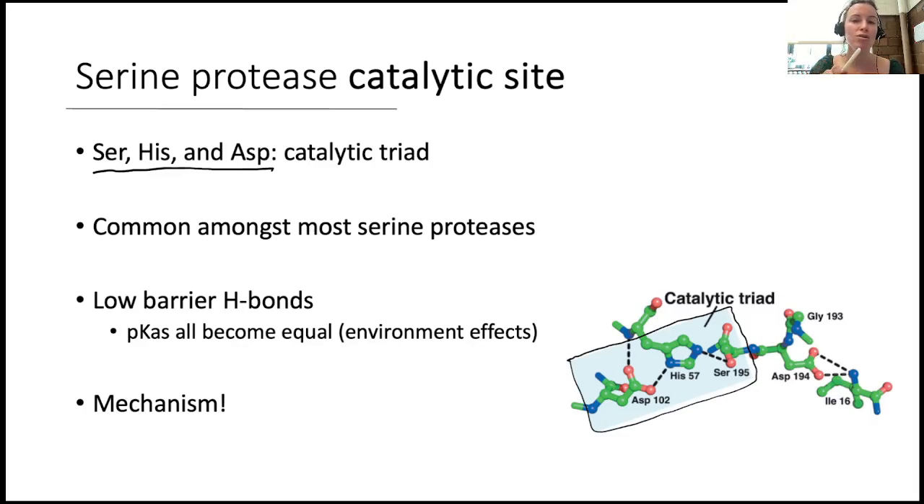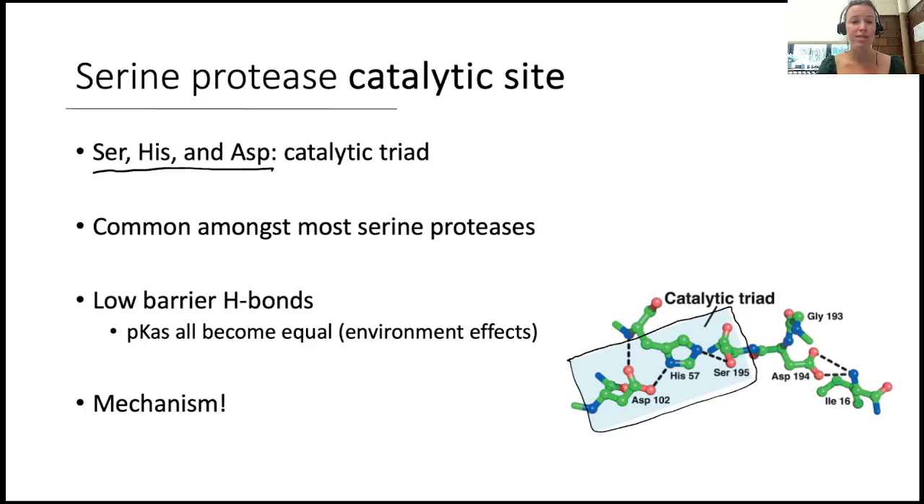Except we also know that the environment of an R group can impact its pKa. And so here is a real-life example of this concept that we learned way back when we first were talking about amino acids. When you get aspartate, histidine, and serine all together performing these types of hydrogen bonding interactions, their pKa's become nearly equal, which is super cool.